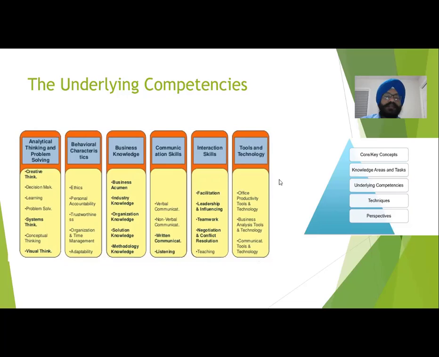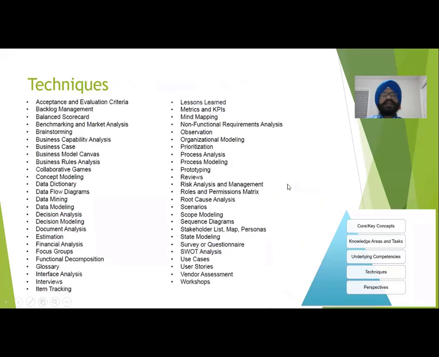See, all these things are very formally documented in the BABOK. Till now, we were just talking in the air, but now I'm showing you all these things taken from the BABOK. Techniques. Now we are at the point where we are going to talk about the techniques. That is the fourth block here.